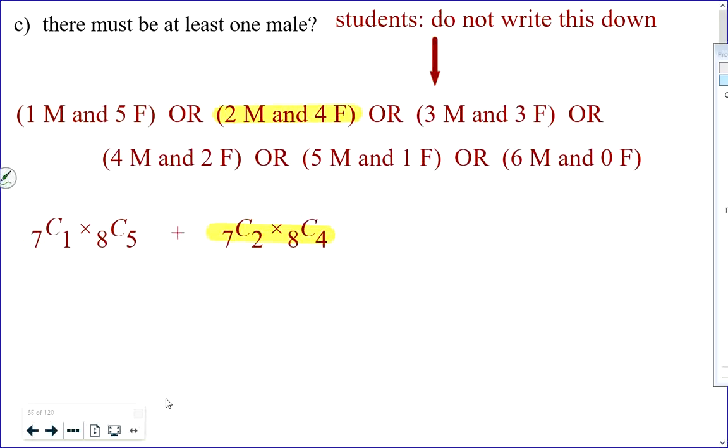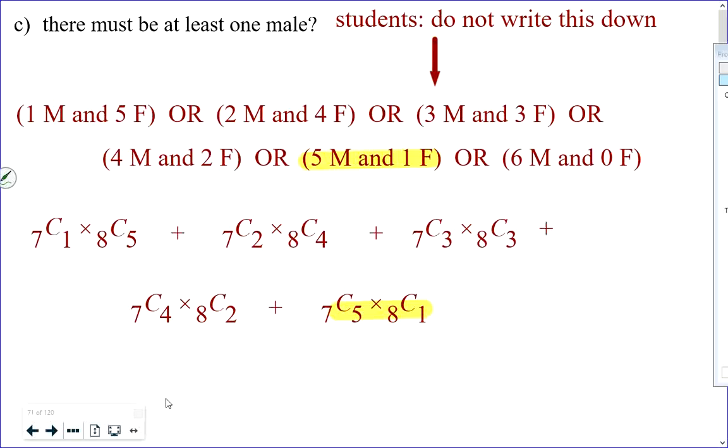Or means add, so then I could move on to 2 males and 4 females. 7 choose 2 for the males and 8 choose 4. And I can continue in this fashion, but I hope it's really clear that this is a lot of work. And if it was not 8 and 7, but if it was 22 and 30, there's got to be a better way to do it. This, by the way, works out to 4,997.